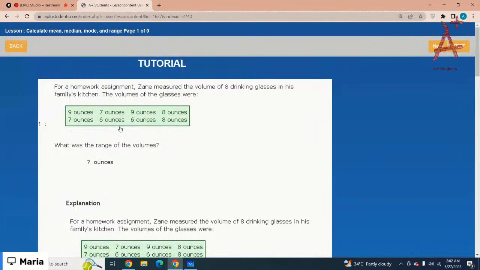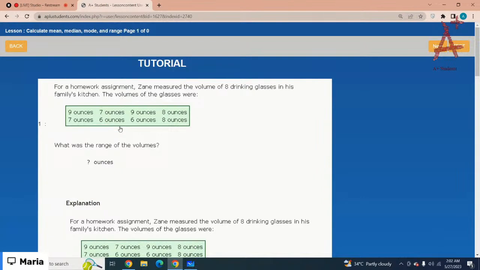For a homework assignment, Zain measured the volume of 8 drinking glasses in his family's kitchen. The volumes of the glasses were 9 ounces, 7 ounces, 9 ounces, 8 ounces, 7 ounces, 6 ounces, 6 ounces, and 8 ounces. What was the range of the volume?